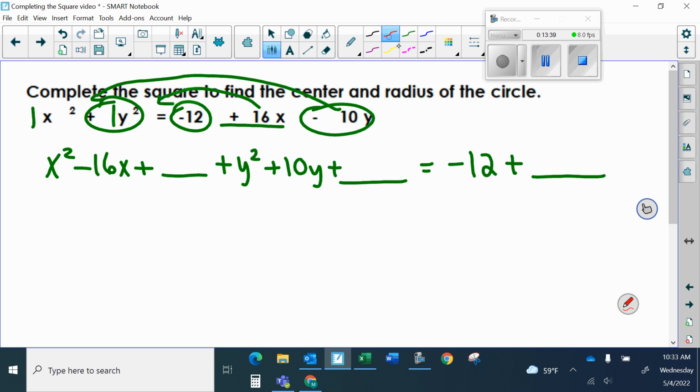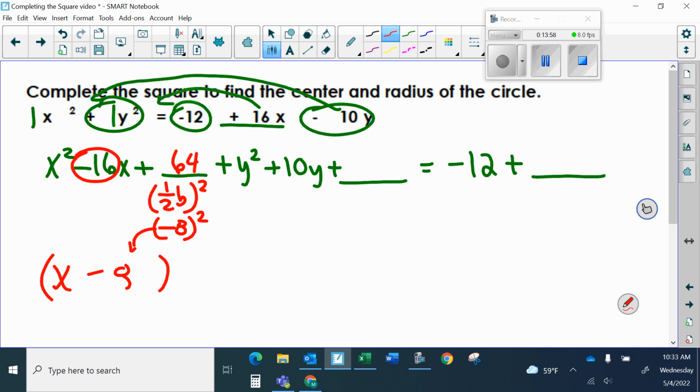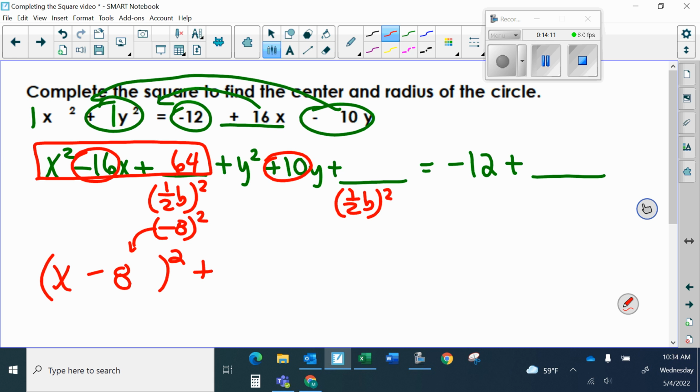Okay, doesn't change, same rule applies, 1/2 of b, quantity squared. So half, I can circle that with the sign, half of negative 16 is negative 8, put it there, squared is 64, always a positive. That's going to then break down to x, drop it right on in there, minus 8 squared, so x minus 8 squared equals that factored form of it. Then I have my y, 1/2 of b squared, circle it with the sign, so half of b is positive, half of 10 is 5, squared is 25.